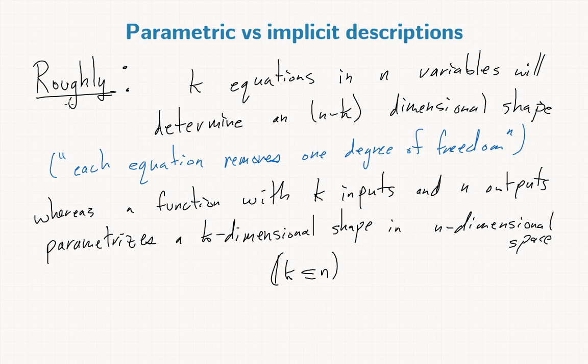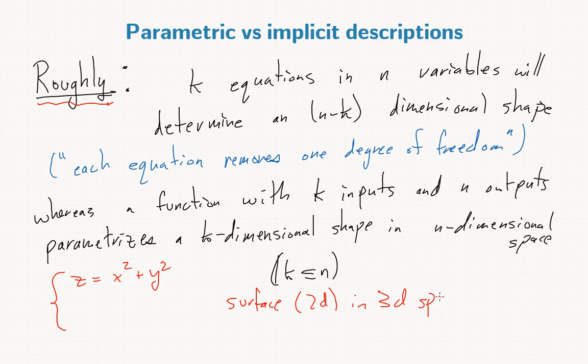So I said roughly because this isn't always true. For instance, if I took z equals x squared plus y squared, this determines a surface in 3D space. But if I just wrote the same equation a second time, now I have 2 equations, but of course I haven't reduced the dimension. This is the same shape.